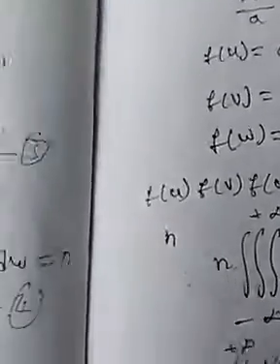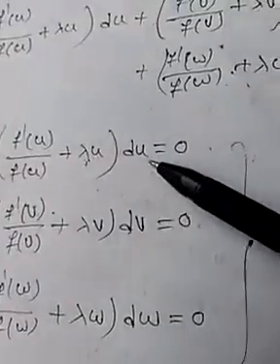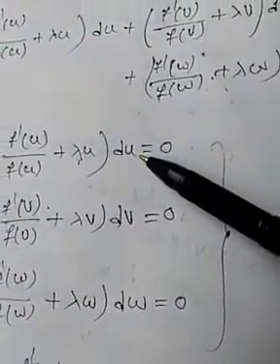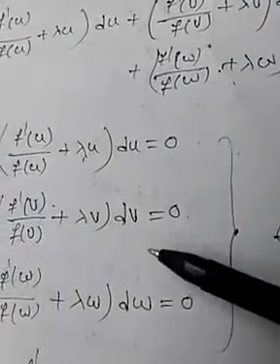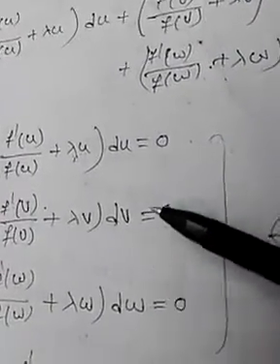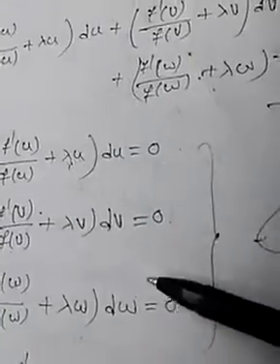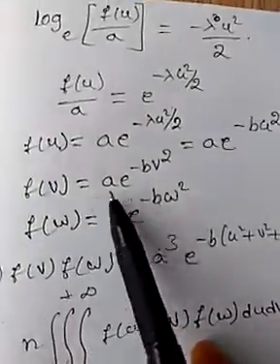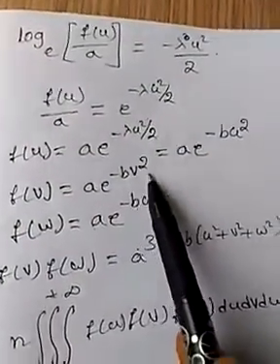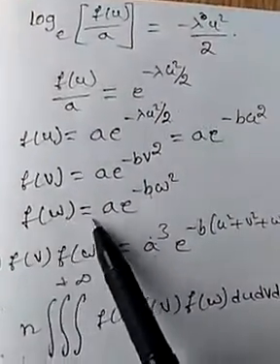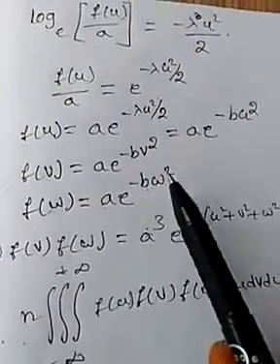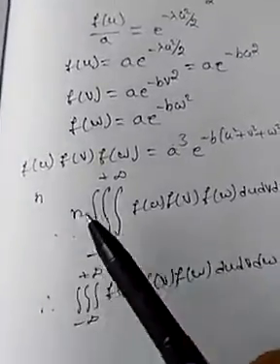Here we have taken the first equation. And similarly, if we solve or integrate the other two also, we get f of v equals a into e power minus b v square, and f of w equals a into e power minus b w square.